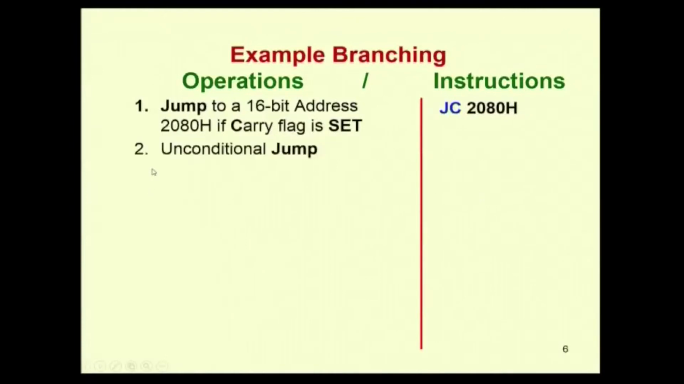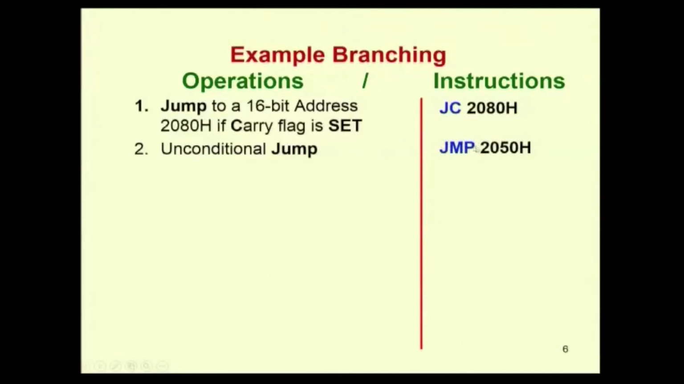Let us see the unconditional jump. Simply you have to jump to a specific memory location. In that case JMP, simply jump. The shorthand form of JUMP is JMP. So, this is the mnemonic for the jump. Just mention the address, no conditions. When it encounters this opcode, it will simply jump to this location.